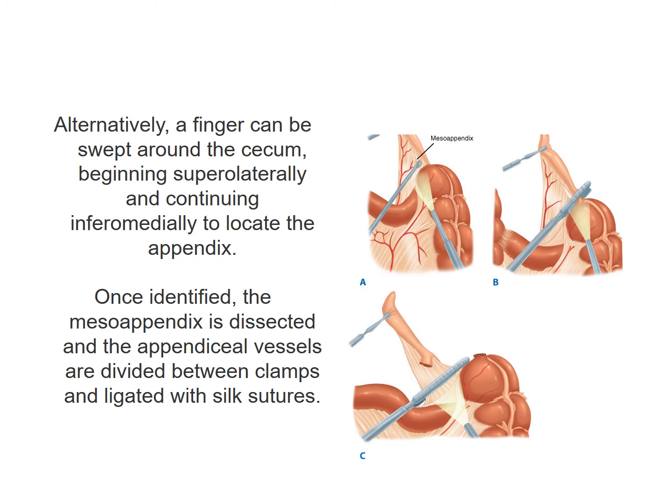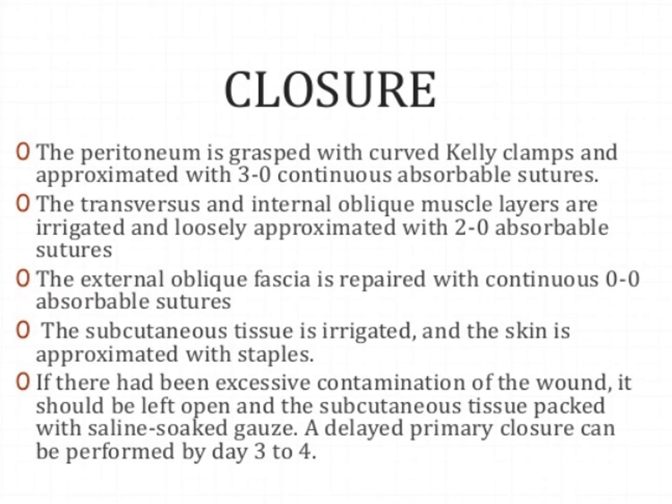Once identified, the mesoappendix is dissected and the appendiceal vessels are divided between clamps and ligated with silk sutures. The appendix is supplied by the appendicular artery, which is a branch of the ileocolic artery, a branch of the superior mesenteric artery. Then, after identifying the base of the appendix, it is crushed in between two artery forceps and transfixed with a 2-0 absorbable suture.